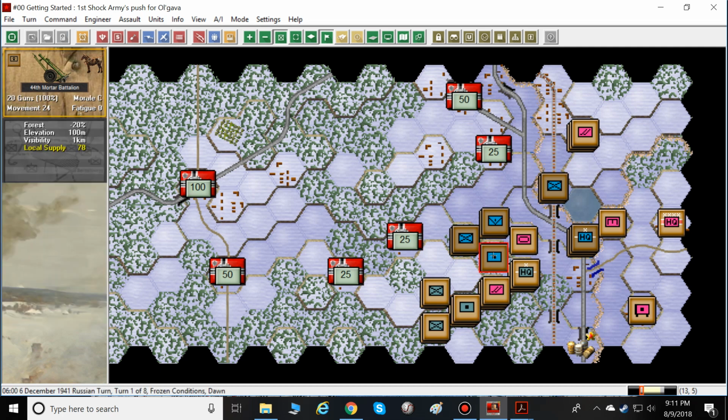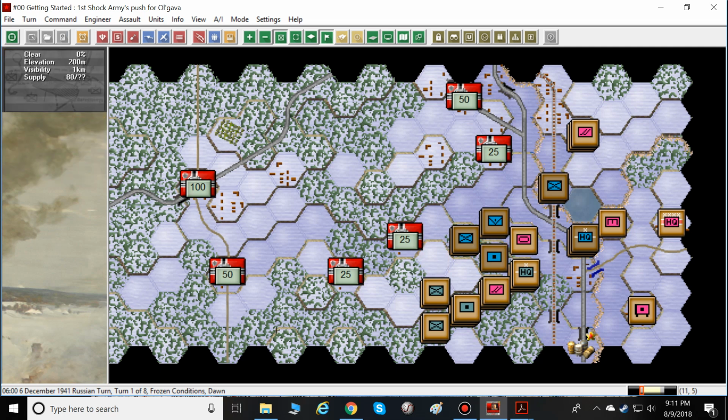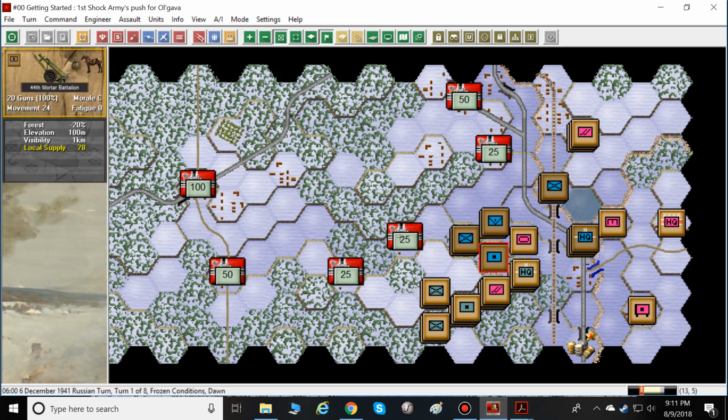So we've got some artillery here. And we have to figure out, why is it all grayed out? Why can't we use any of it? Well, click on any hex. You can see down here, it's the 6 o'clock a.m., 6th of December, 1941 Russian turn. It's turn 1 of 4. It has frozen conditions, and it is dawn. So if we click on any hex, we will see visibility is only 1 kilometer, so one space. Each hex is 1 kilometer, so only one space. So artillery can't see anything because, well, we don't see any enemy units.